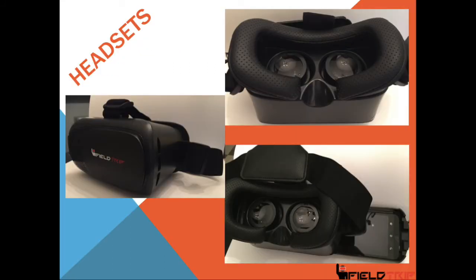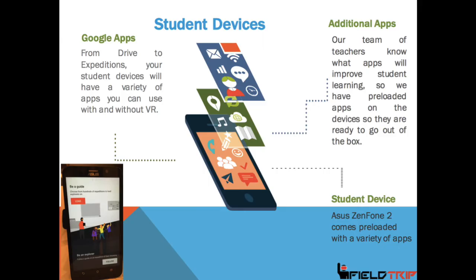So first we have our headsets. The Field Trip VR headsets meet Google's requirements for virtual reality, and using the expeditions with our headsets are also made of plastic and have a soft cushion around the face. This allows for a more comfortable and durable experience. Our headsets also have a strap around them, so the students do not have to hold the headset up to their face.